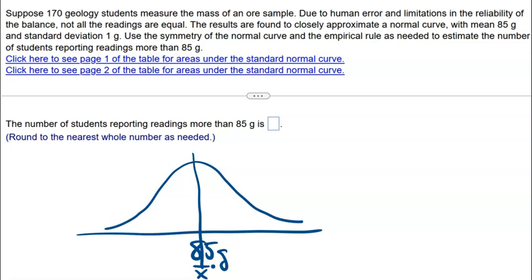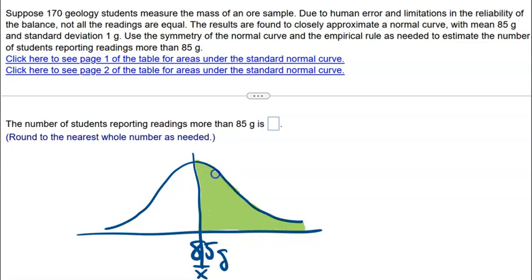And the standard deviation is 1 gram, so you could get the percentages by counting out the standard deviation. But it says use the symmetry of the normal curve and the empirical rule as needed to estimate the number of students reporting readings more than 85 grams. So we're talking about more than 85 grams. I'm shading that for you. Anything to the left will be less than 85 grams. Anything to the right is more than 85 grams.